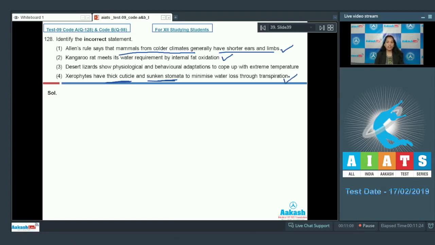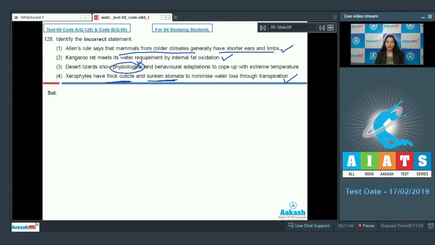What about the third statement, which says that the desert lizards show physiological and behavioral adaptations to cope up with the extreme temperature? No. In case of desert lizards, there is no physiological adaptation, but yes, they have behavioral adaptations to cope up with the extreme temperature. You will be surprised to know that these desert lizards can adapt behaviorally very well in the extreme temperature.